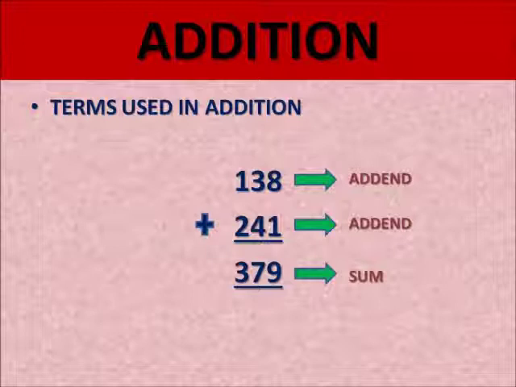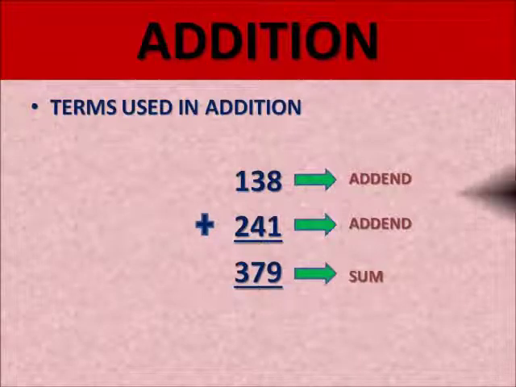Now here on the screen you can see 138 and 241 are the addends because we are adding these two numbers. And the number 379 is the sum. 379 is the result of adding 138 and 241. So this result 379 is known as the sum.